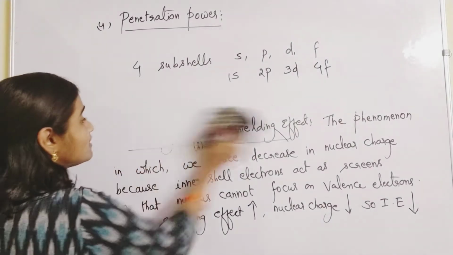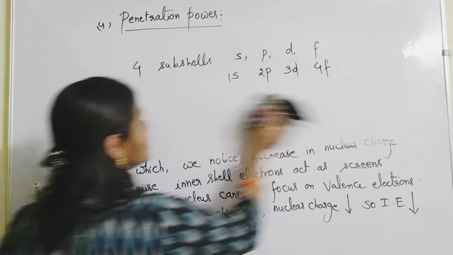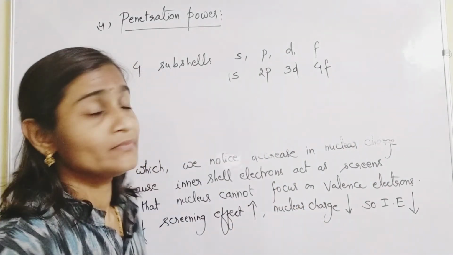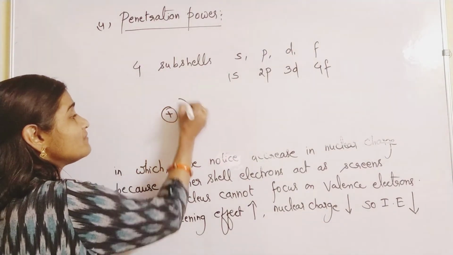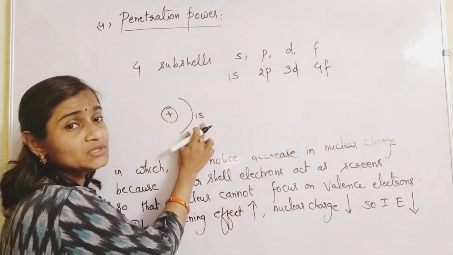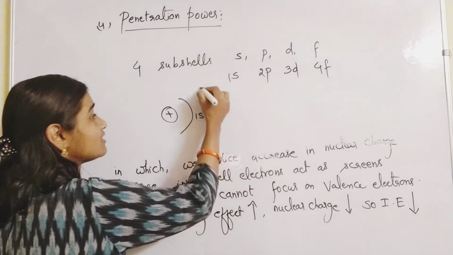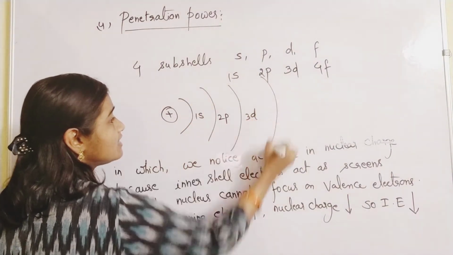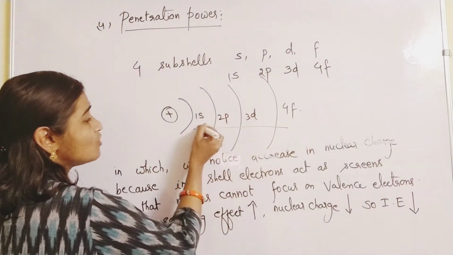Isn't it or not? Please understand the point carefully. Penetrate. Who is more deeply penetrated inside the atom? S subshell only, because it can start from the first orbit itself. 1s means who is very nearer to the nucleus? S is very nearer to the nucleus. Then comes 2P, then comes 3D, then comes 4F. So whose penetration power is more?